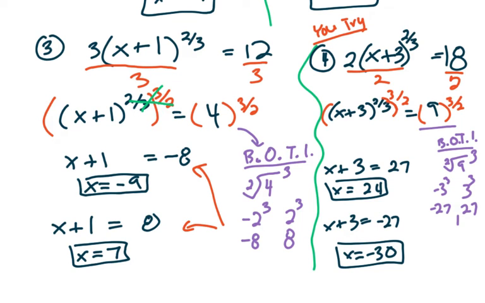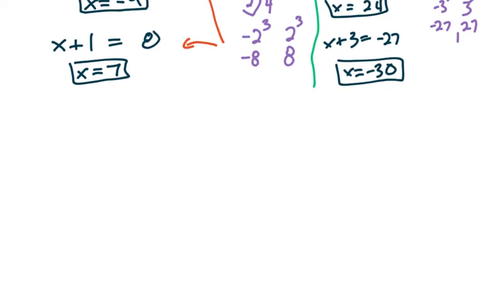All right, check your answers for number 4. We've got 2 times x plus 3 to the 2/3 equals 18 as the problem. And our 2 answers for this one, we should get x equals 24 and x equals negative 30. And again, we could plug these in and check to see if they are correct. Okay, let's try number 5.